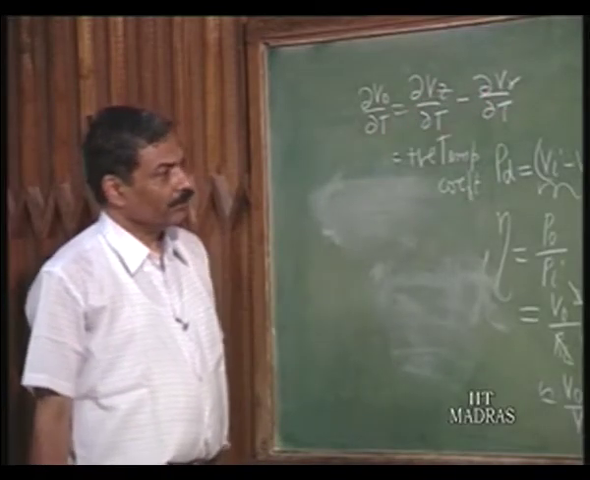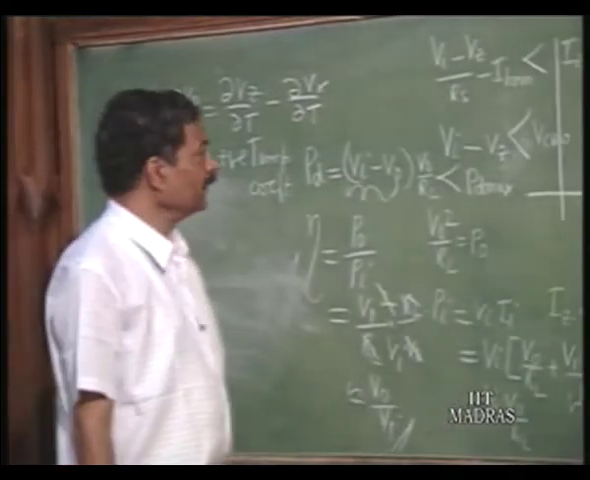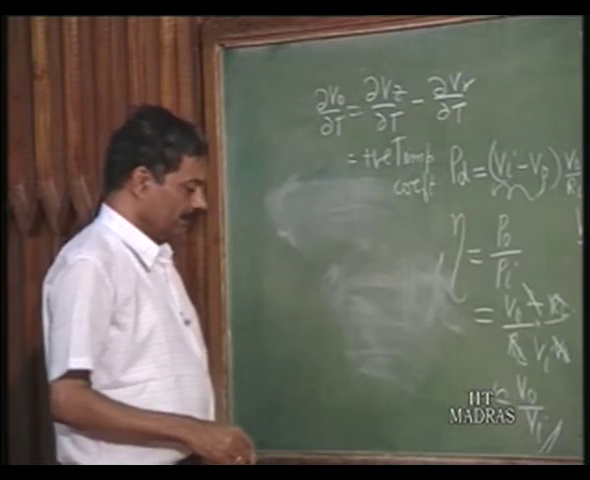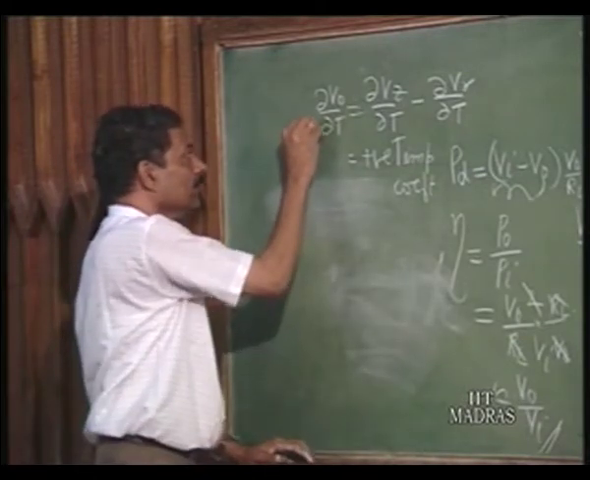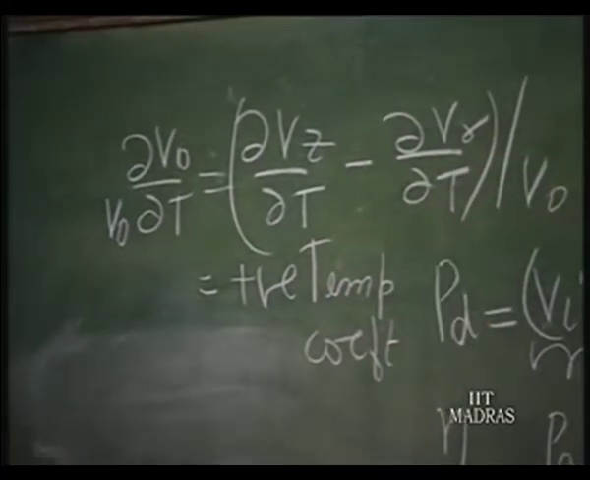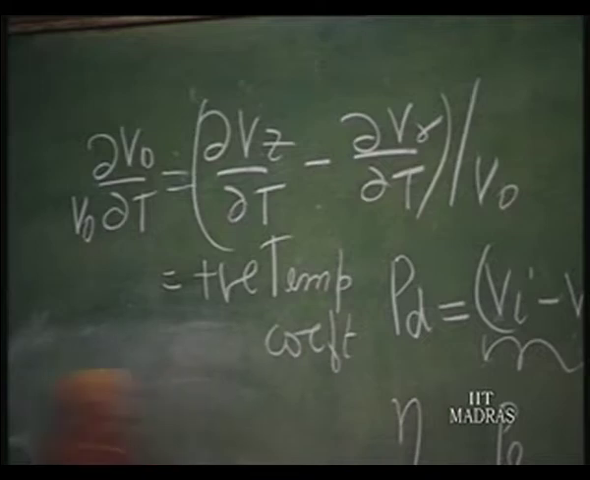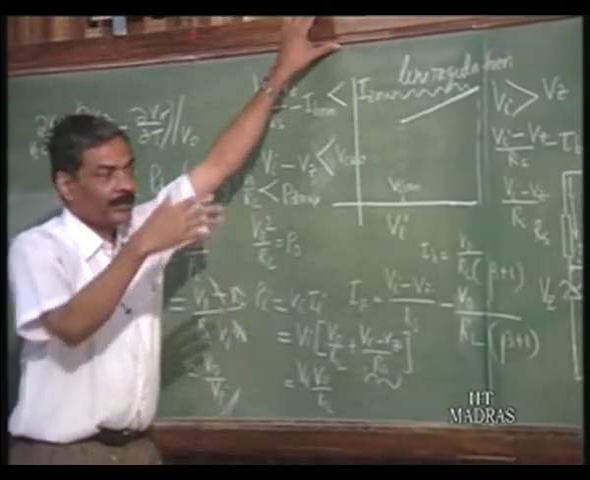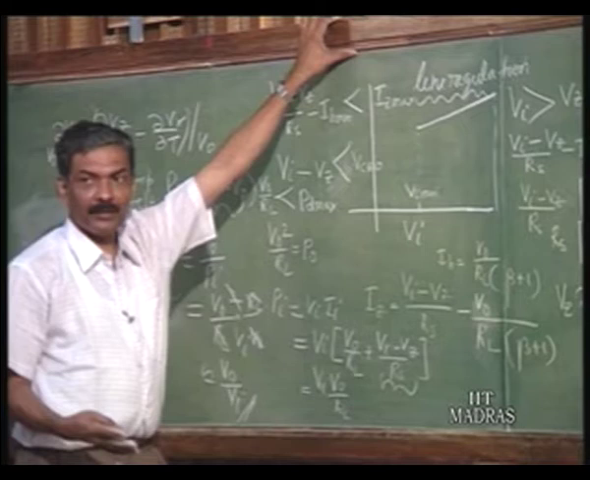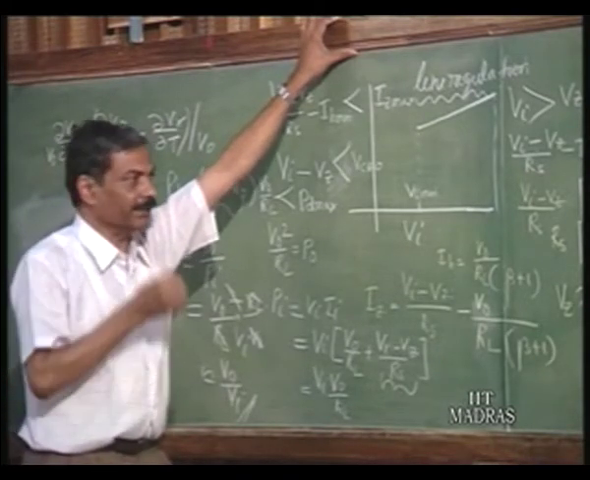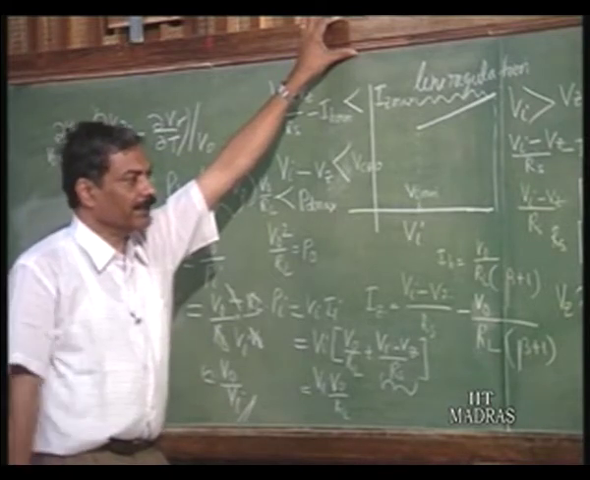So, we can therefore find out the temperature coefficient of this voltage, delta V naught by delta T, and divide it by V naught in order to get how many parts per million per degree centigrade it changes. Okay. So, this forms the explanation about load regulation, line regulation, temperature coefficient, power dissipation and efficiency of this voltage regulator.